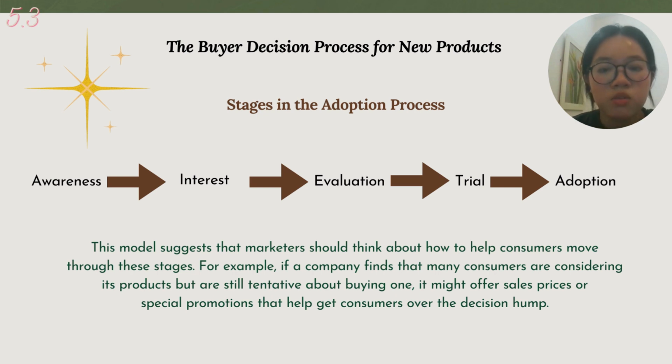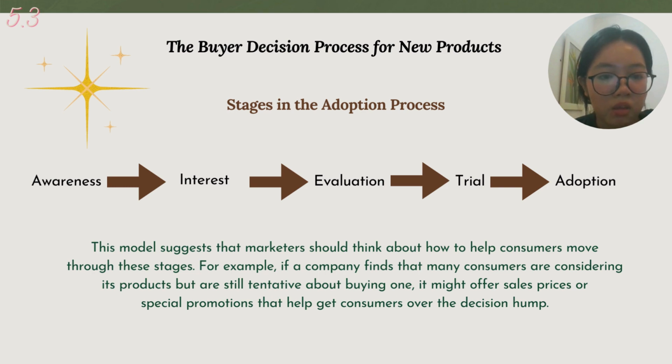We will move on to the buyer decision process for new products. Consumers go through five stages in the process of adopting a new product. The first stage is awareness. The consumer becomes aware of the new product but lacks information about it. The second is interest. The consumer seeks information about the new product. The next one is evaluation. The consumer considers whether trying the new product makes sense.